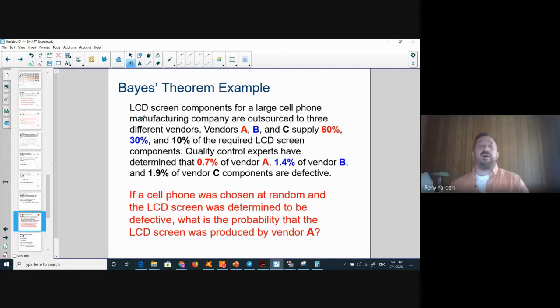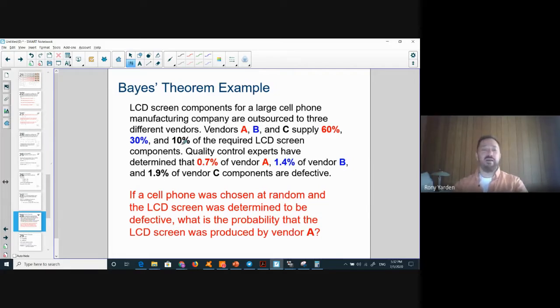So this is the question. LCD screen components for a large cell phone manufacturing company are outsourced to 3 different vendors. For example, let's say that LG, I'm just giving an example, that LG don't manufacture the screens themselves, they only assemble them, and they purchase the screens for their certain model of phone from 3 vendors. Okay, vendor A, B, and C. Vendor A supplies, you see that the colors match or correspond with the vendors. So vendor A supplies 60% of the screens, vendor B supplies 30% of the screens, and vendor C supplies 10% of the screens.